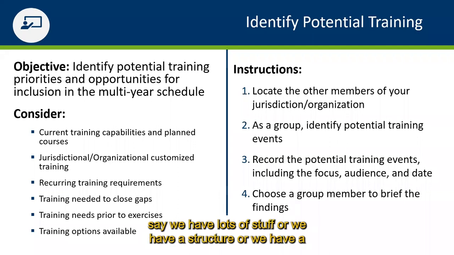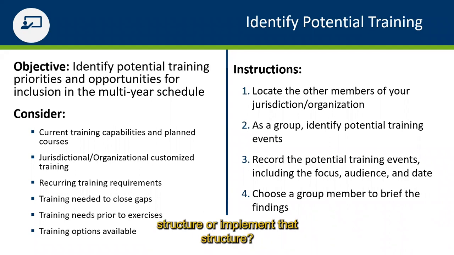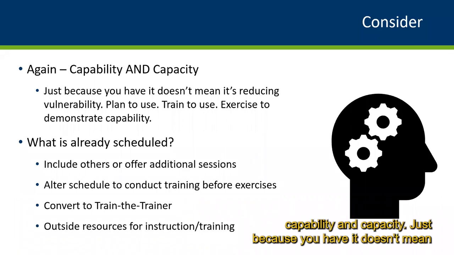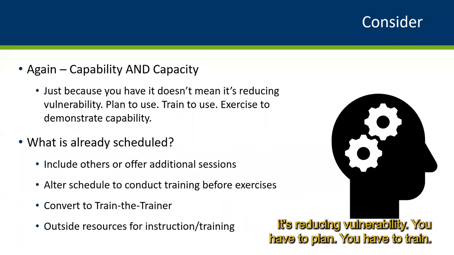Because again, we can say we have lots of stuff, or we have a structure, or we have a plan, but do people know that plan? Can they carry out that structure or implement that structure? So I'll harp again on capability and capacity. Just because you have it doesn't mean it's reducing vulnerability. You have to plan, you have to train, you have to exercise.